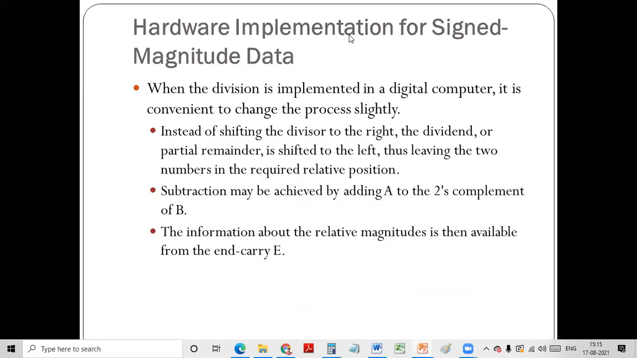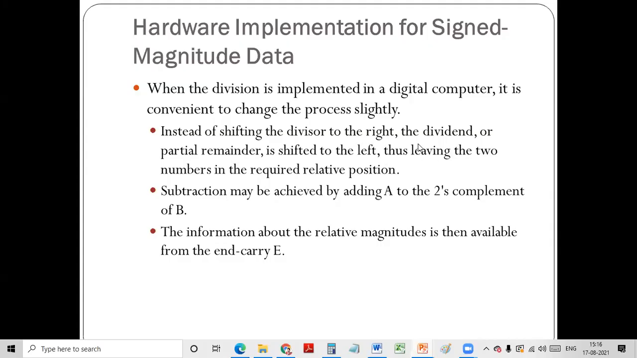Hardware implementation: when the division is implemented in a digital computer, it needs some changes to make it convenient. First change, instead of shifting the divisor to the right, the dividend or the partial remainder is shifted left, thus leaving the two numbers in the required relative position. So we shift the dividend to the left so that the already considered bits in the division process can be eliminated. That is one advantage. They both will be at the required relative position for doing the subtraction.